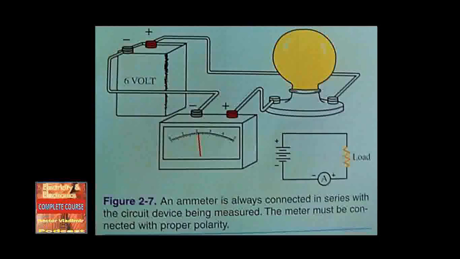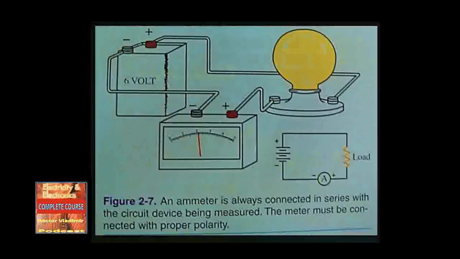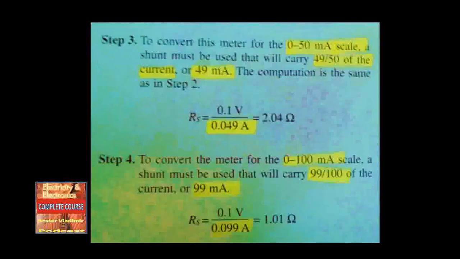To convert this meter for the 0 to 50 milliamp scale, a shunt must be used that will carry 49/50 of the current, or 49 milliamps. The computation is the same as in step 2. The shunt resistor equals voltage divided by current, which is the same voltage, 0.1 volt, divided by the current, which is 0.049 amp, and this equals 2.04 ohms.